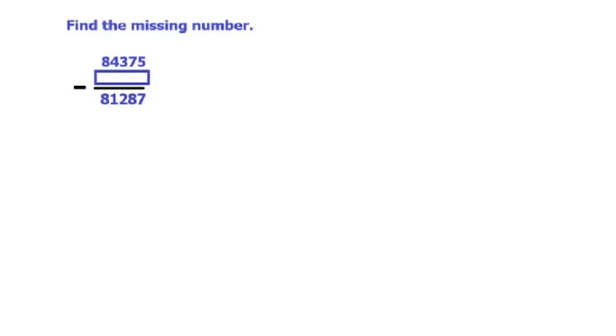In this lesson, we're going to learn how to find a missing number by using a subtraction sentence. So if we have a problem like this that says find the missing number, and we have some big numbers here, 84,375 minus something equals 81,287. So the first step is to convert this to a subtraction sentence. It'll be the best way to solve this.